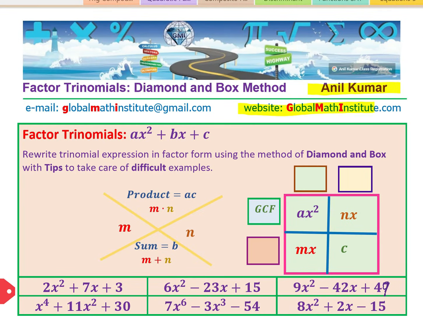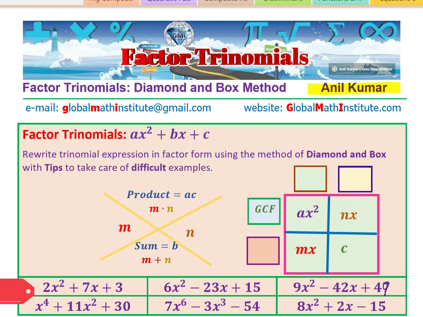Here are 6 examples to factor trinomials using the diamond and box method, a greater than 1.